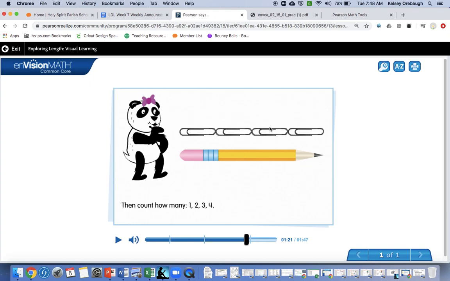Did the estimate match the exact number? Not quite. Why not use more paper clips?